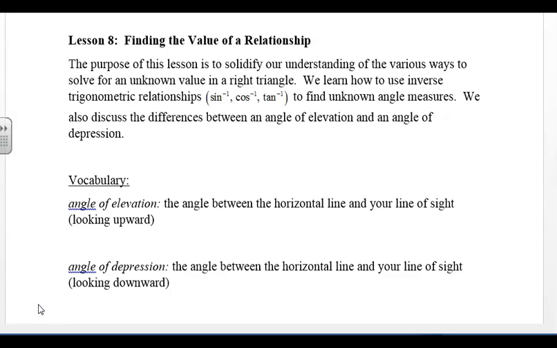Some vocabulary from this lesson is the angle of elevation, which is the angle between the horizontal line and your line of sight looking upward. The other vocabulary word is an angle of depression, which is the angle between the horizontal line and your line of sight looking downward.